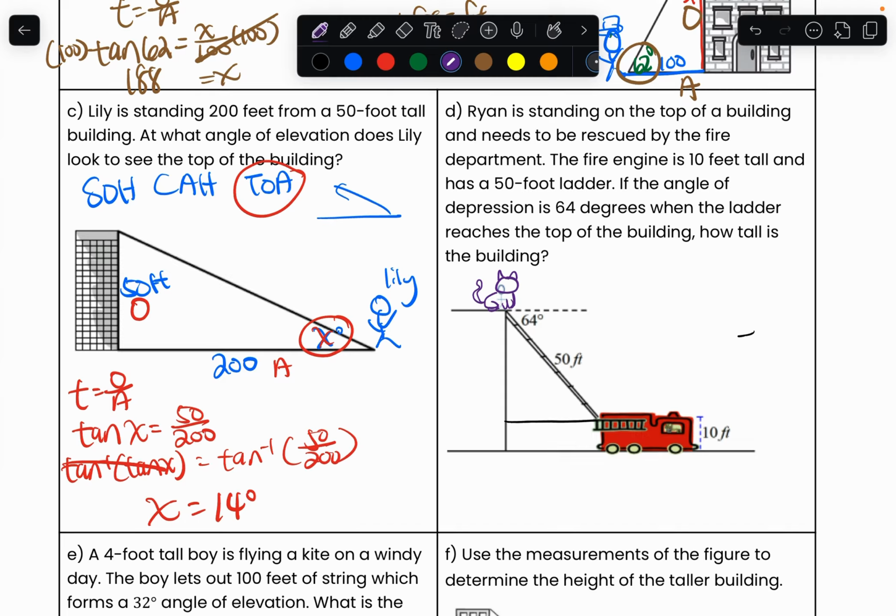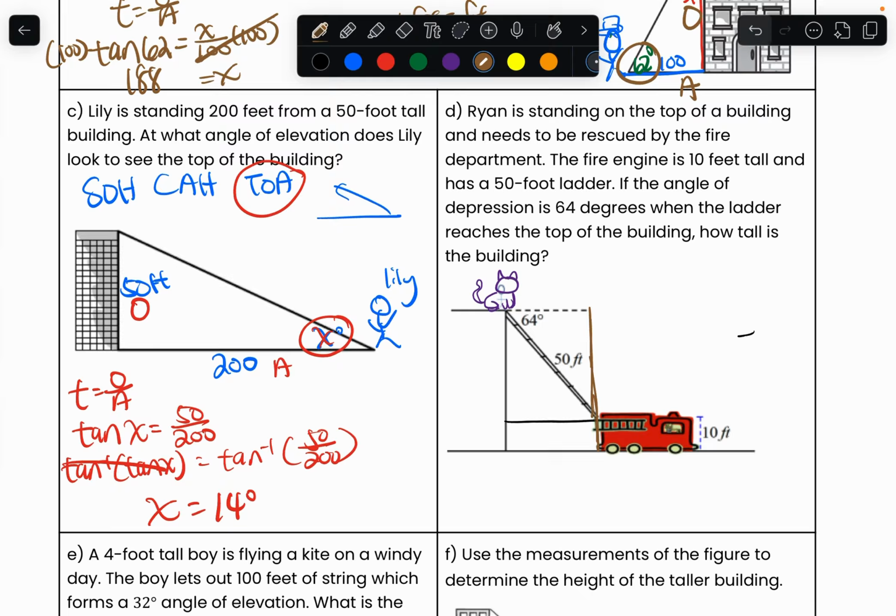Now, the fire engine, which is the car that the firefighters drove in, is 10 feet tall. Right here, 10 feet tall. And it has a 50-foot ladder that's going to reach the building to the cat, right here. Now, if the angle of elevation is 64 degrees, which I already labeled for you, when the ladder reaches the top of the building, how tall is my building? So my main goal here is I'm trying to find the length from the building all the way to the ground. This is what I'm trying to find.